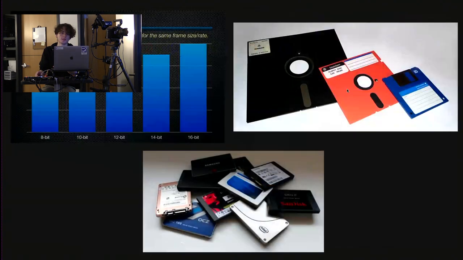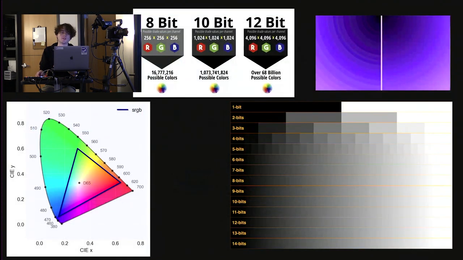So they were still on this older technology, and so they were locked to 8-bit. We've talked about that kind of banding that happens when you don't have enough of a range between your start and your endpoint. Now let's apply that to our triangle down here.